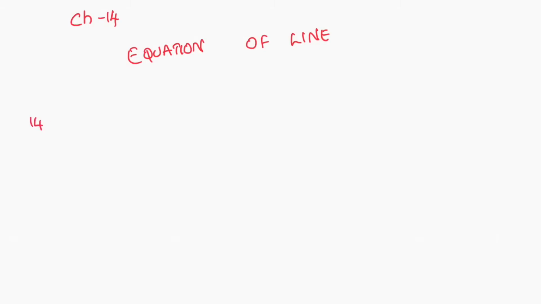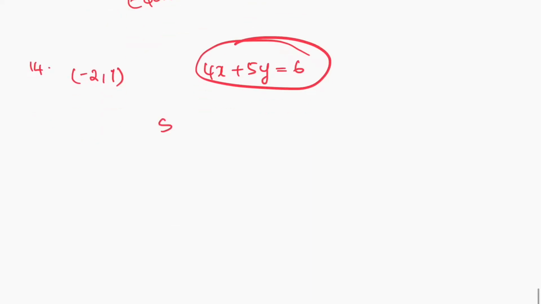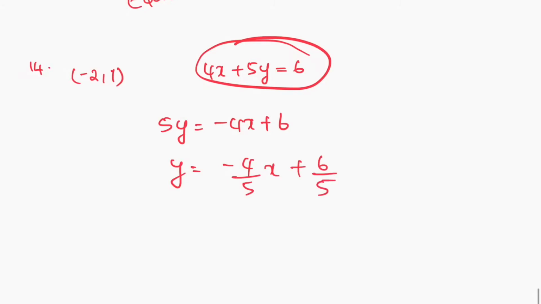Question number 14: find the equation of line passing through (-2, 1) perpendicular to the line 4x + 5y = 6. So from this line let me find the slope. So what do you get? 5y = -4x + 6, y = -4/5 x + 6/5. So what will be the slope? Here slope will be equal to -4/5.